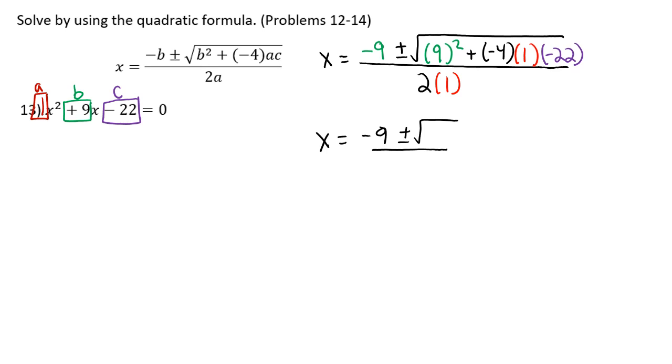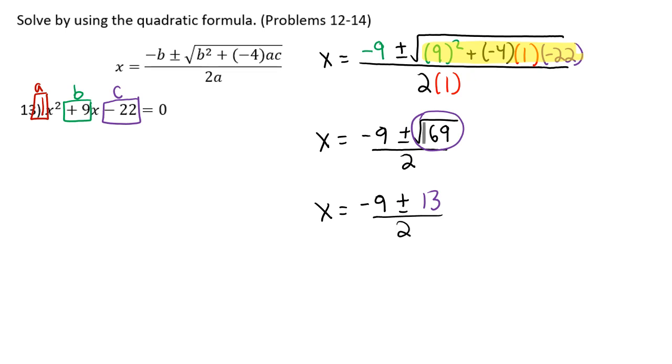and once again, you're going to take your calculator and type this into your calculator. Parentheses 9 squared plus a -4 times a 1 times a -22. And when you do that calculation, you're going to end up with 169. On the bottom, we're going to have 2 times 1, which is going to be 2. So now we're going to have -9 plus and minus the square root of 169, which is 13. That is all over 2.